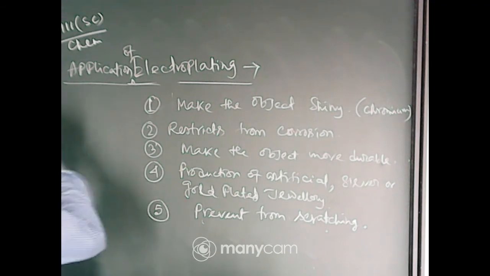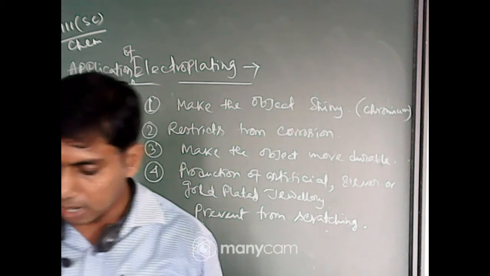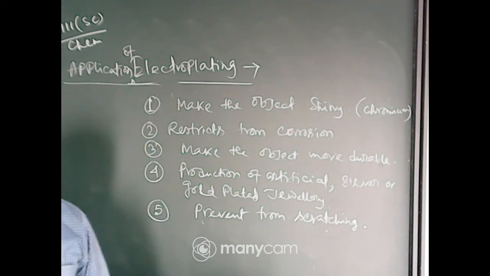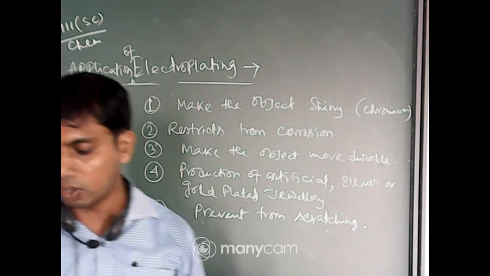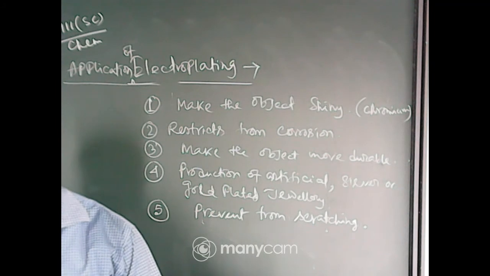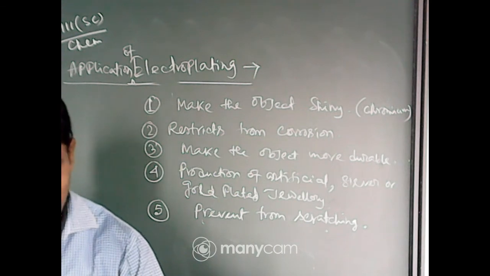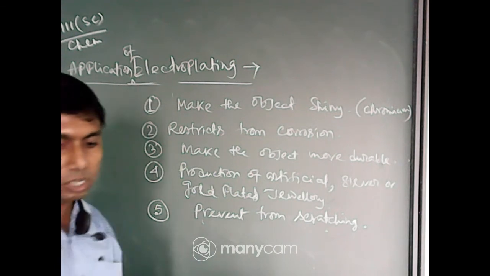Okay, so these are the applications. Now if you follow page number 178 and 179, on page number 179 you can see the car parts, the motorcycle, the wheel. Yes, for decoration also, there is the decoration purpose.